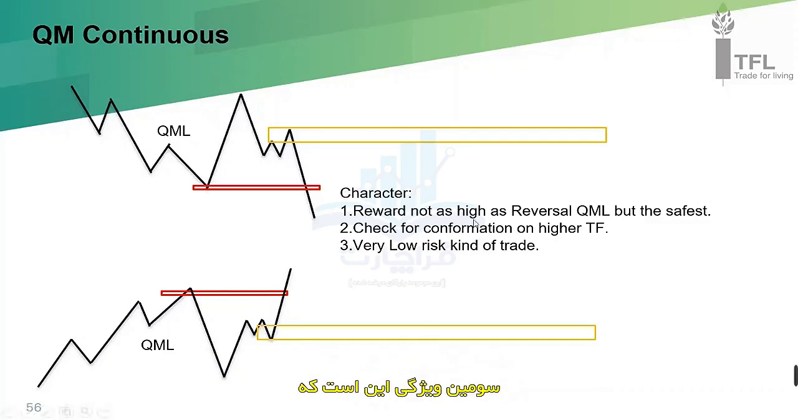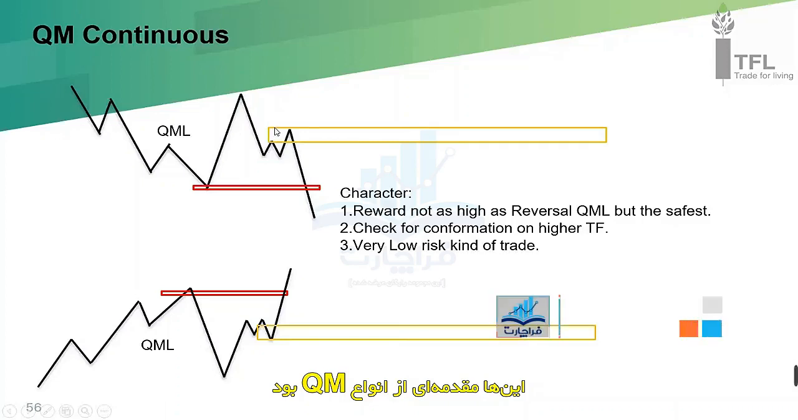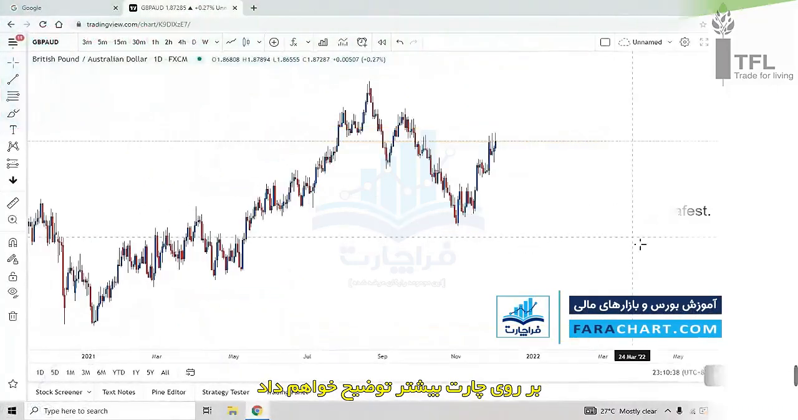setup. All right. So the third characteristic is that it's very low risk kind of trade. First is that you already know, identified where is your QML, and usually the stop loss is very small. All right. So that's it for the introduction of this QML and other kind of setup. I'm gonna go into the chart and show you more about it.